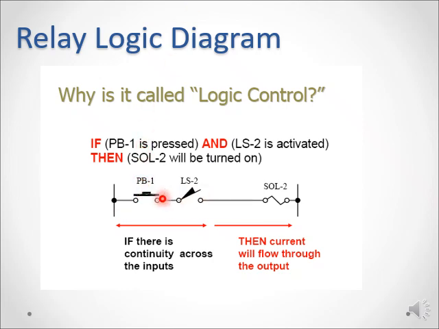Now, if we have two switches in series, it is basically an AND logic. You press this PB1, you press this LS2, and only then will the solenoid be activated. This is what this ladder diagram means.